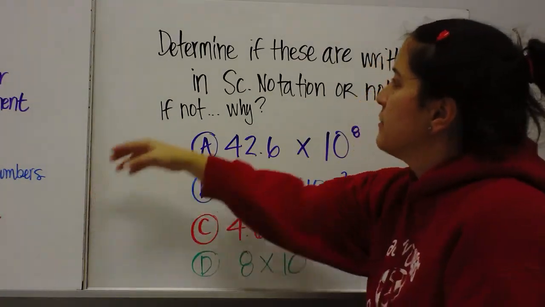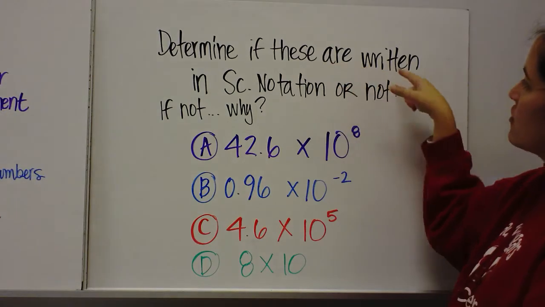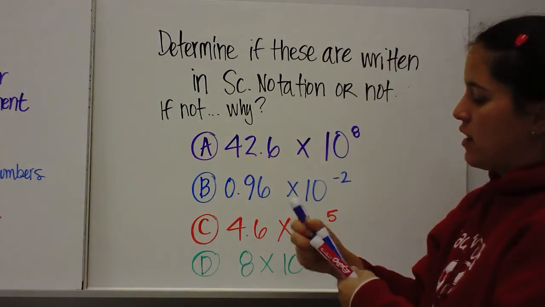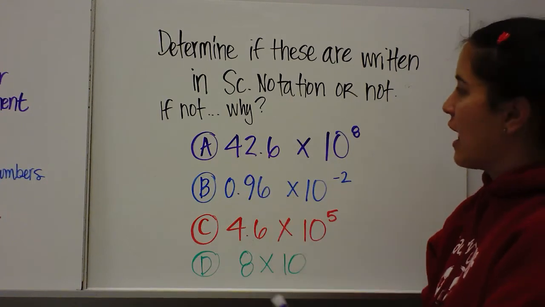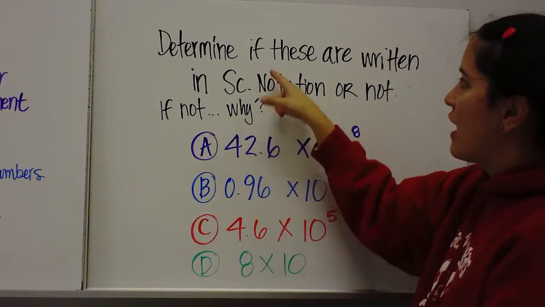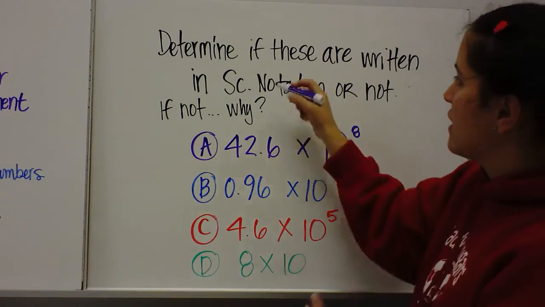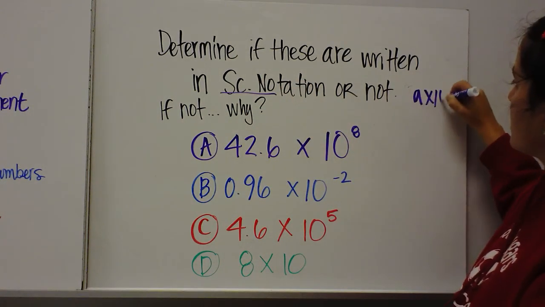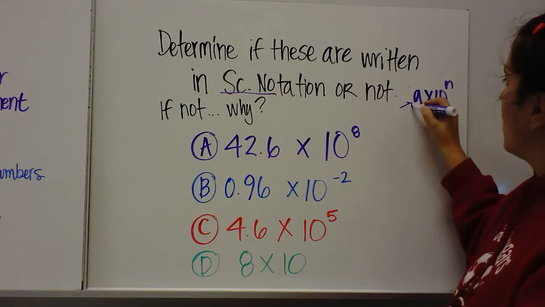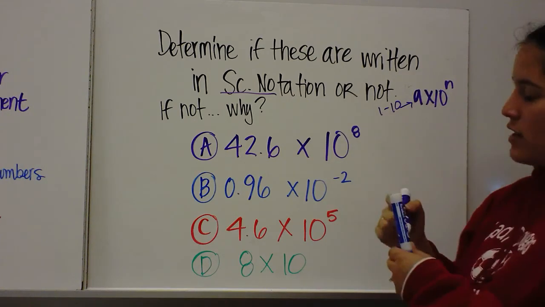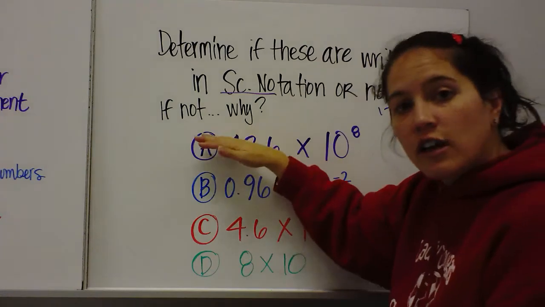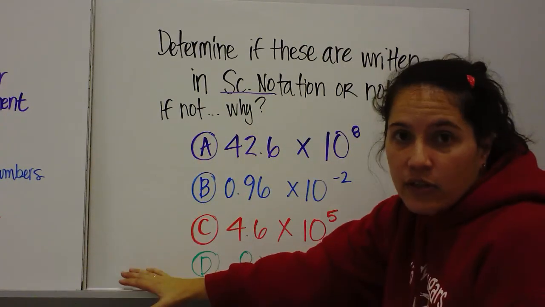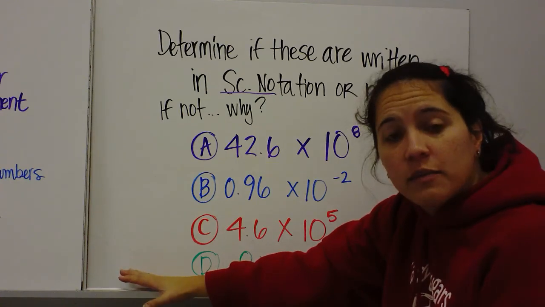And now lastly, determine if these are written in scientific notation or not. If not, why not? So I want you to look at A, B, and C, and D. And are they written in scientific notation? So are they in the form of A times 10 to the nth power? And is that a number between 1 and 10? So I want you to look at A, B, C, and D and just tell me if they're written in scientific notation. If they're not, what's wrong with them?